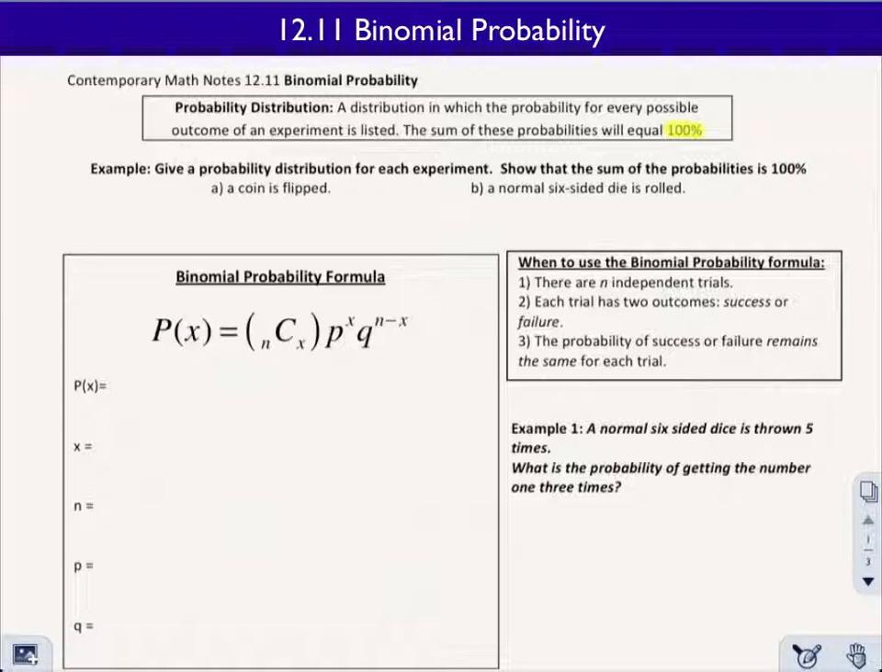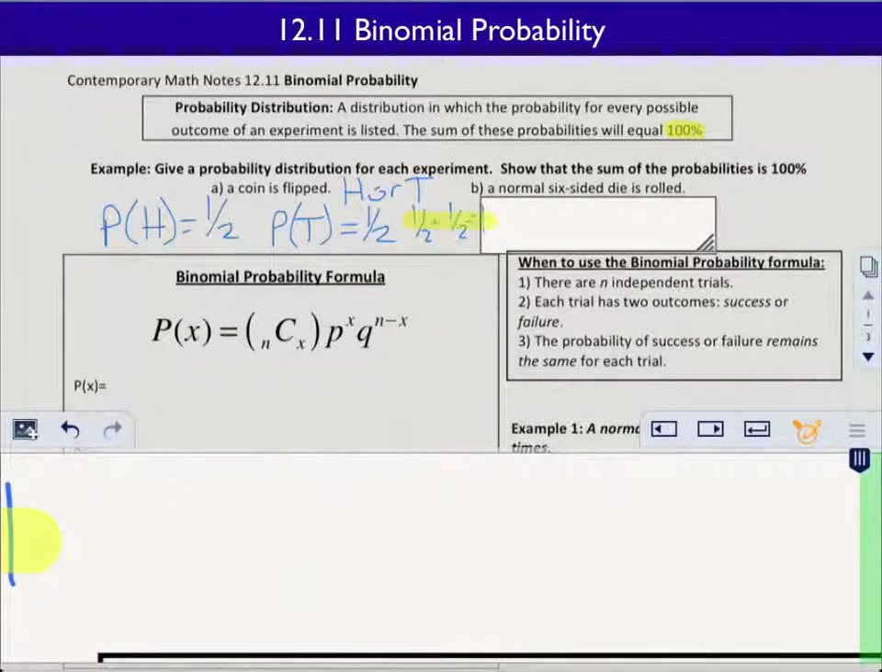So if we're flipping a coin, you can get either a heads or you can get a tails. So what we need to do is find all the probabilities that can happen. So we can get the probability of heads, which is 1/2. And then our other option is we can find the probability of getting a tails, and this is also 1/2. Okay, and you'll notice that our total probability is 1/2 plus 1/2, which equals 1, or 100%.